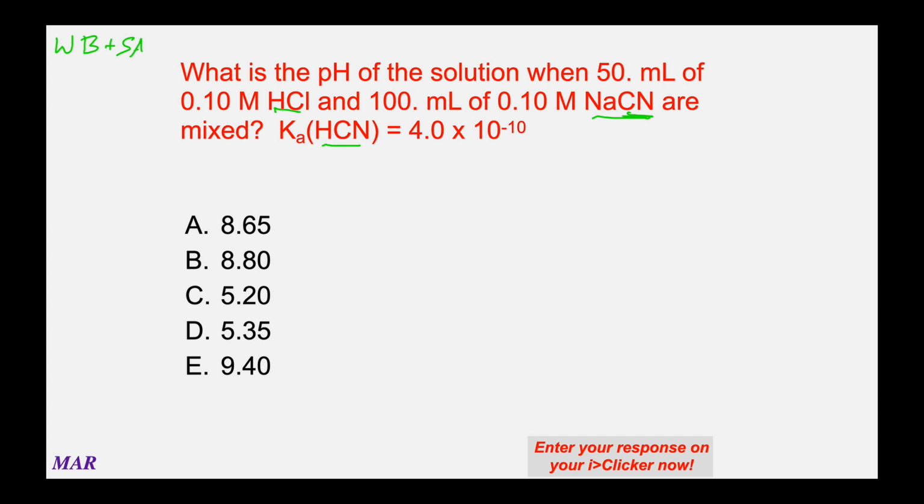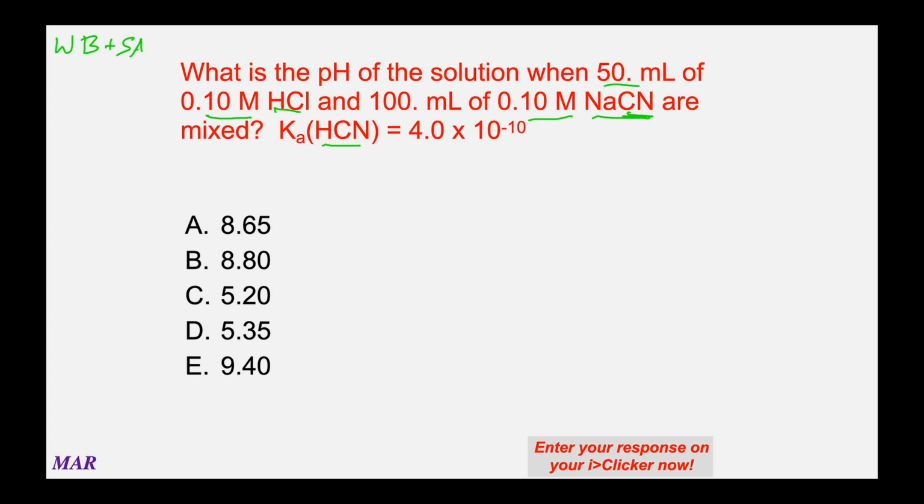Now, in order to figure out which region you're in, you have to use the moles. And if you look at these numbers carefully, the concentrations of both the strong acid and the weak base are both 0.10, but the volumes are certainly different.